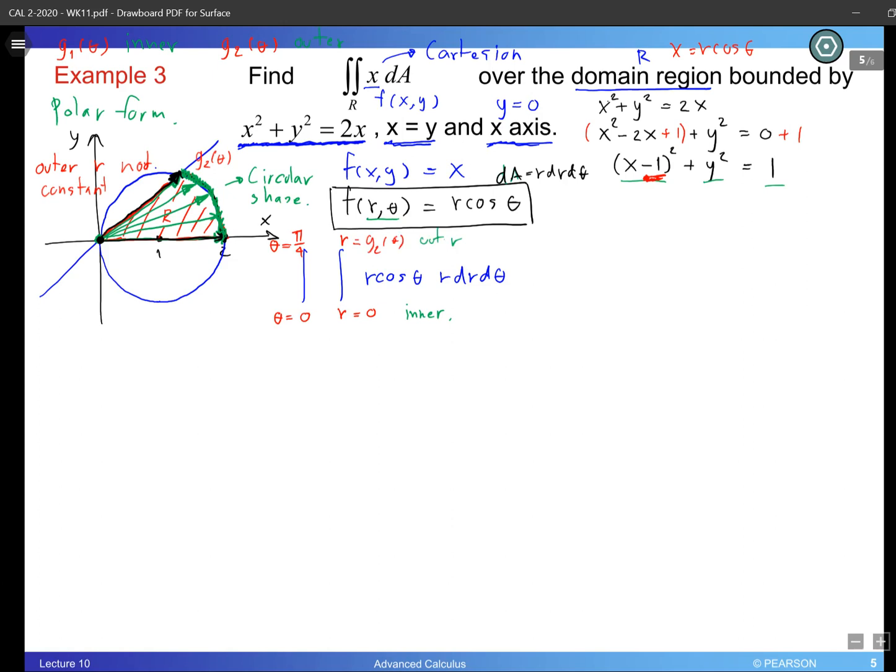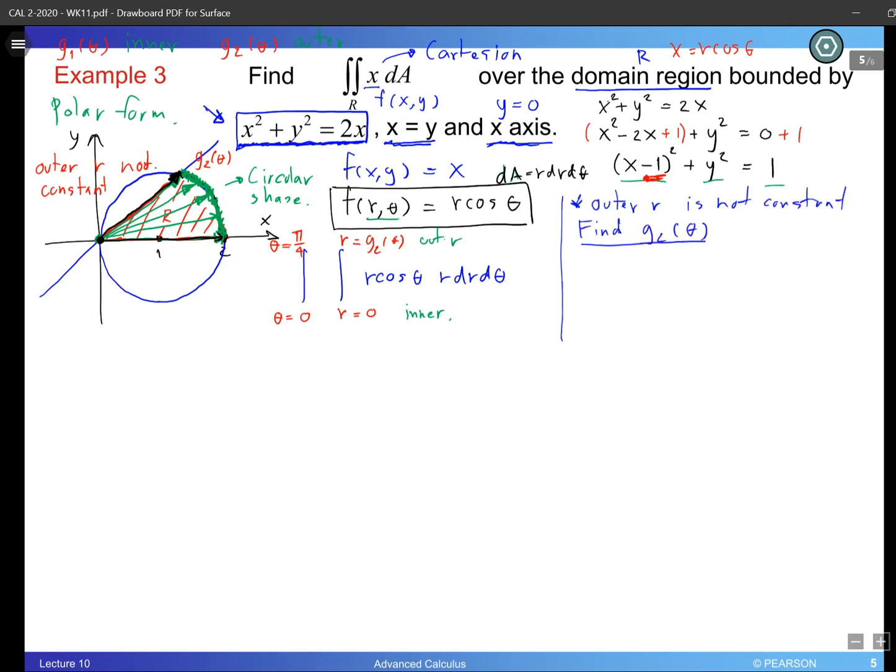So we are going to have to do some work in order to find this g2 of theta. As you can see here, this g2 of theta belongs to this circle, and it's going to belong to this equation right here. So we are going to make use of this equation to find this g2 of theta. I'm going to work on this side. Let's make a note right here that we have observed that the outer radius r is not constant, which means that we are supposed to find this g2 of theta.